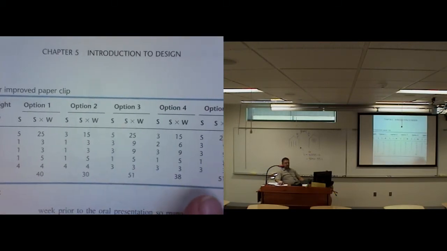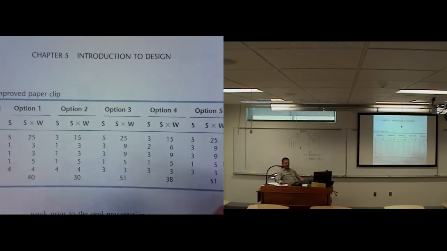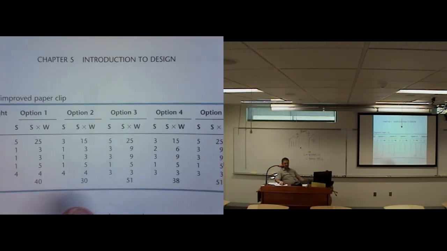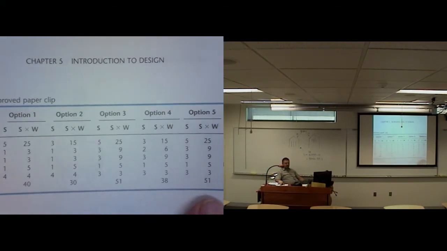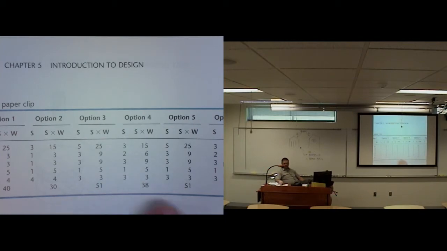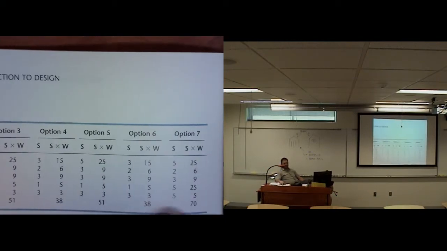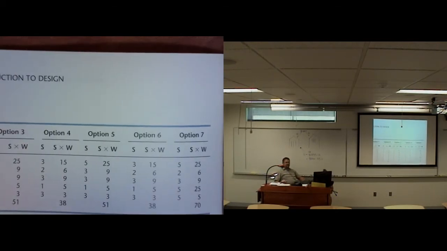And generally what you want to do is take the one with the highest score, or maybe a couple of them with the 2 highest scores, and compare them again. Maybe think of new ideas. In this case, option 3 is the clear winner with 51 points, which is right here. No, it's not. That's option 5. Option 3 and option 5 have 51 points. But option 7 actually, I guess, had 70 points. I wasn't looking at that one. So option 7 is the clear winner with 70 points.